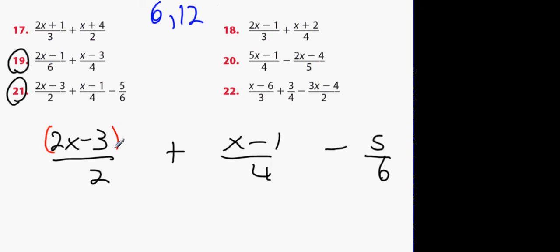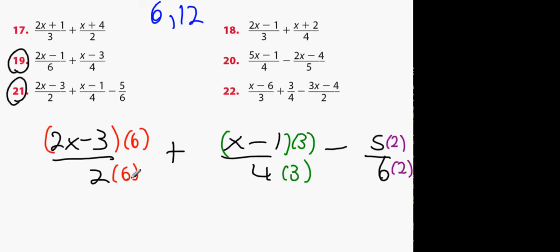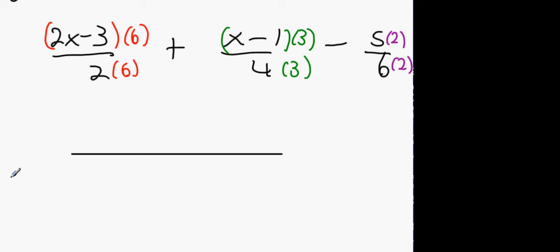How do we change them into 12s? This one by? The next one by? And the last one by? 2. Let's see what happens. Now, we're going to need a really big line this time. Okay, let's see what happens. What's the number on the bottom? 12. Okay, let's figure this out.